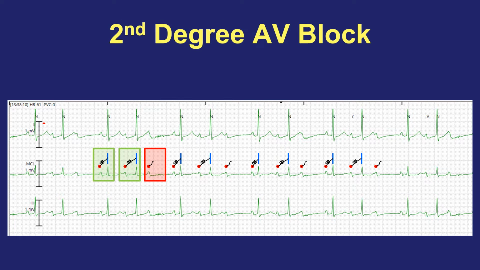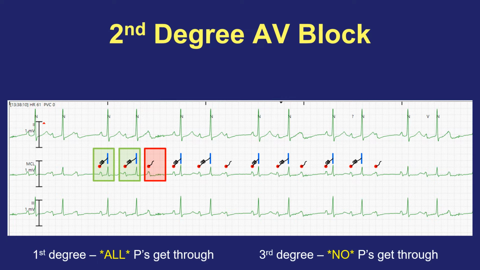And as a quick review, first-degree AV block, which many people call first-degree AV delay because there actually isn't any true block, all the P waves conduct. There is a one-to-one relationship between P waves and QRS complexes in first-degree AV delay or first-degree AV block. And in third-degree AV block, no P waves get through.